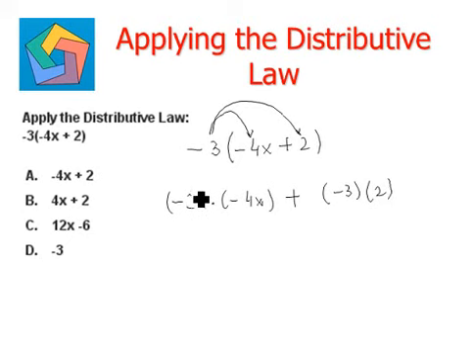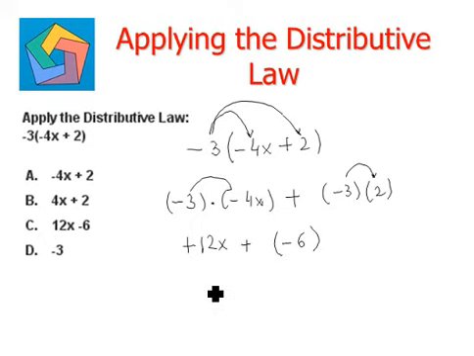Now two negative numbers when multiplied, the answer is positive. 3 times 4 is 12 and the x as it is, plus negative 3 times 2. One negative number, one positive number, when multiplied, give a negative answer. 3 times 2 is 6.